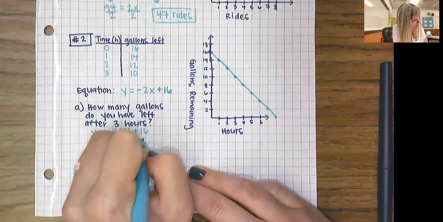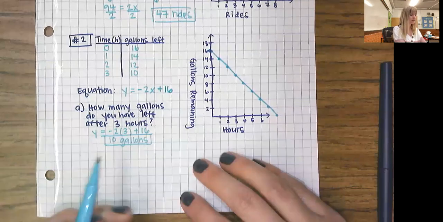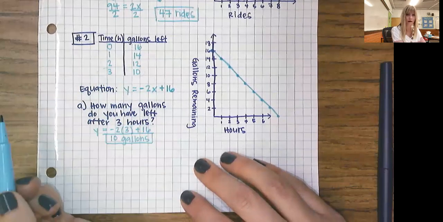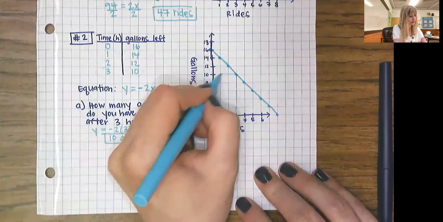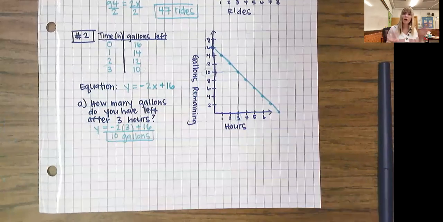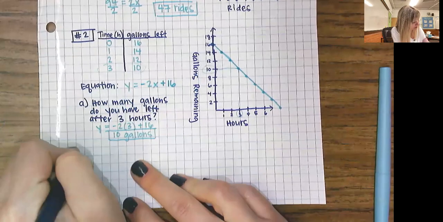Now, by the way, did I really need the equation for that one? Probably not. Because look, it's right here in the table, 3 hours, 10 gallons. It's right here in the graph, 3 hours, 10 gallons. But the point is all of these representations are showing the exact same relationship. So you should be able to find it and come up with the same thing no matter which one you use.